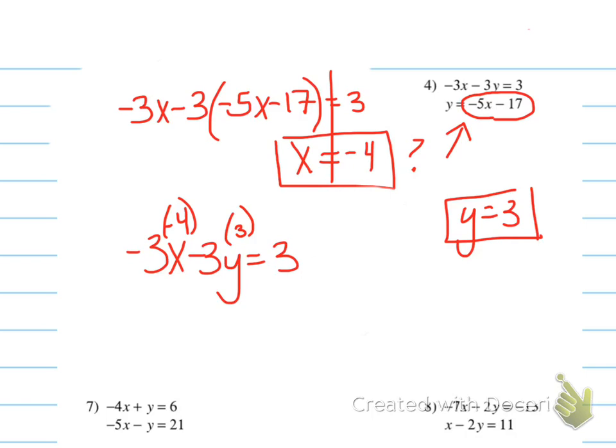Negative 3 times negative 4 is a positive 12. Negative 3 times a positive 3 is a negative 9. 12 minus 9, yep, is 3. And that's that value. So I did copy the answer correctly. And as an ordered pair, it's negative 4, 3.